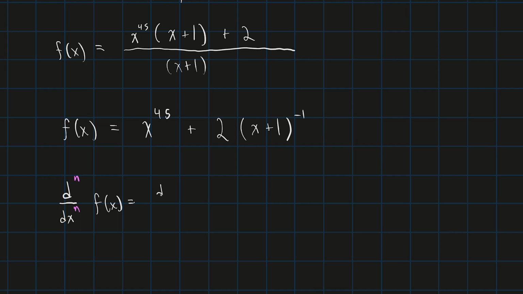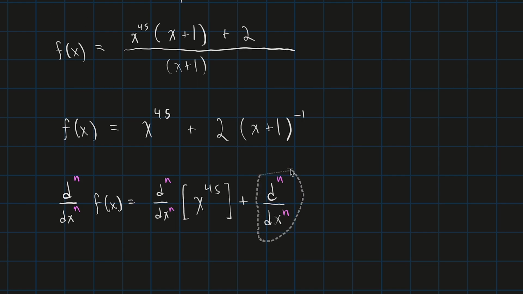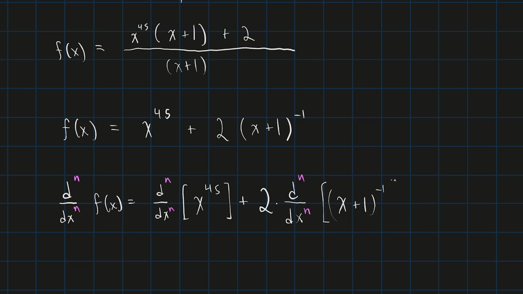this means that I'm taking the nth derivative of my first term here, x to the 45, and I'm adding that to my nth derivative of my second term. And one note, I can also take the constant out here so that we can just think about the thing we actually need to differentiate. We can take your constant 2 and put it out here. So we're taking 2 times the nth derivative of x plus 1 all to the power of negative 1.